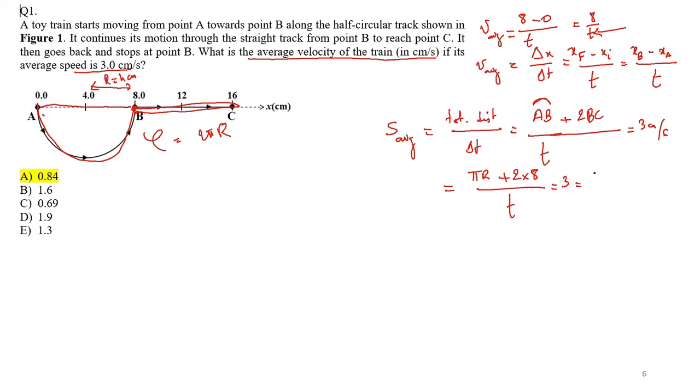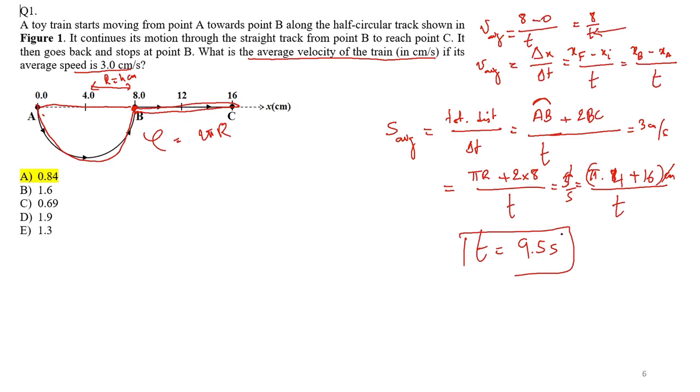In other terms, let me put everything in numbers. I'll have pi multiplied by 4 centimeters plus 16. This is in centimeters, of course, and then I divide by the time. So the only unknown here will be the time. So you get the time. It will give you 9.5 seconds. Of course, because centimeters here per second, we'll simplify with this centimeter.